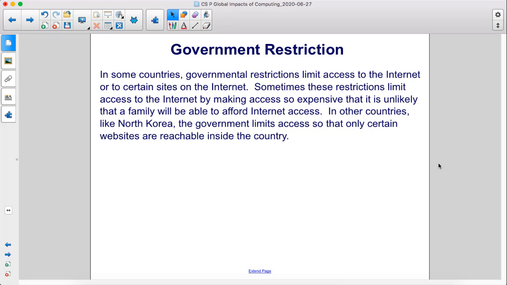Sometimes these restrictions limit access to the internet by making access so expensive that it is unlikely that a family will be able to afford internet access. In other countries, like North Korea, the government limits access so that only certain websites are reachable inside the country.